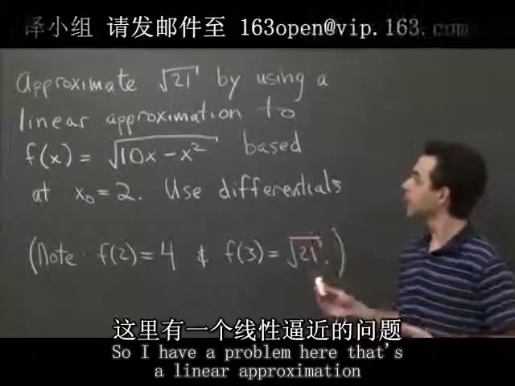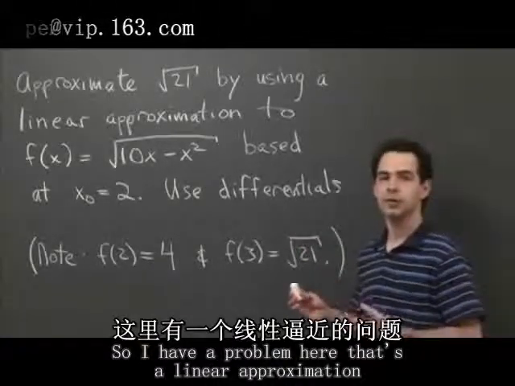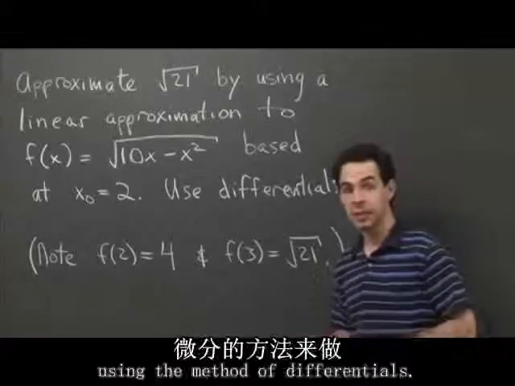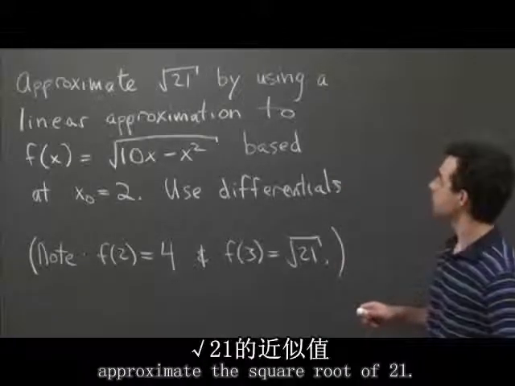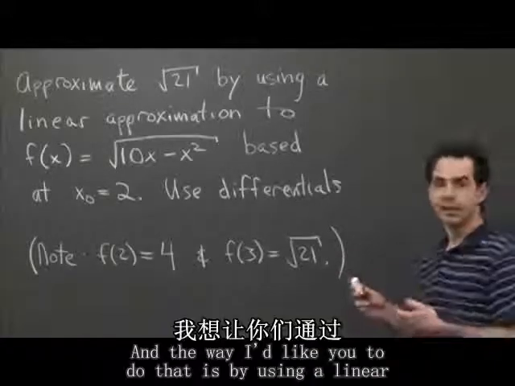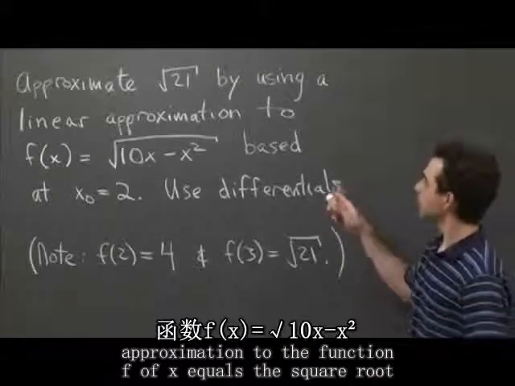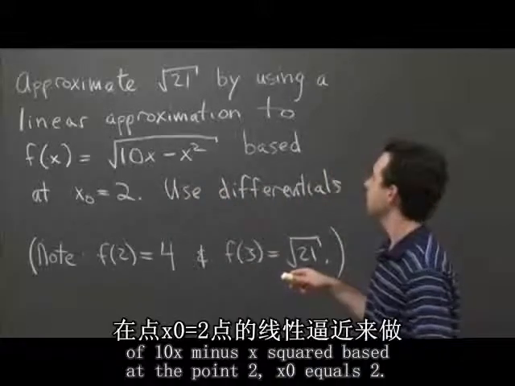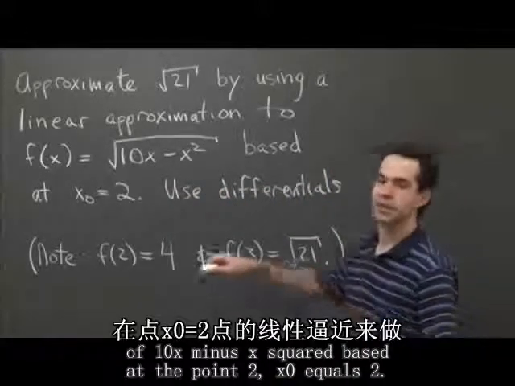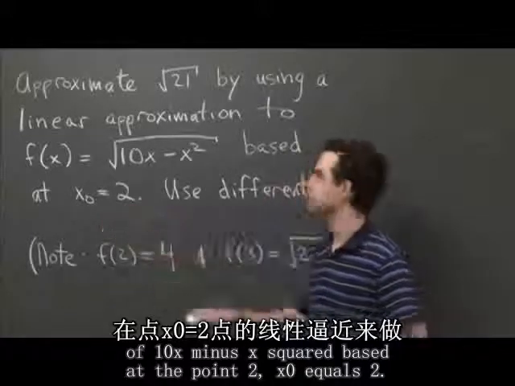So I have a problem here that's a linear approximation problem, but I'd like you to do it using the method of differentials. So in particular, I'd like you to approximate the square root of 21. And the way I'd like you to do that is by using a linear approximation to the function f of x equals the square root of 10x minus x squared based at the point 2, at x0 equals 2.